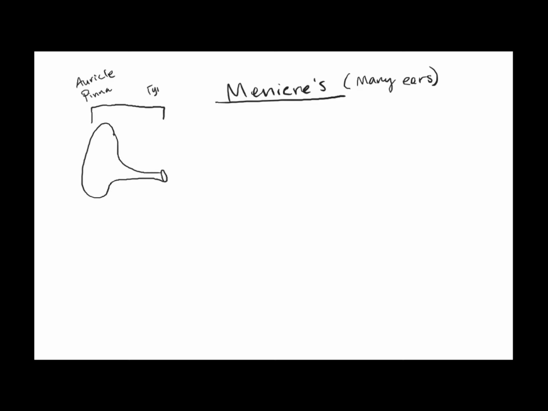And so from the pinna or the auricle, which is the earlobe, down to the tympanic membrane, that's considered the outer ear, the external ear. All right. Then you have, I'm gonna draw this in a different color, green.